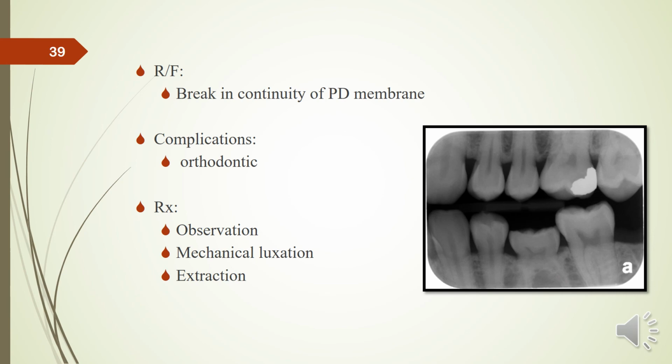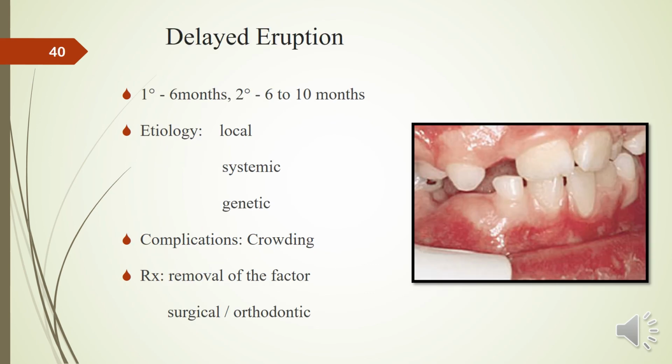So you can do a lot of things with this. Either you can leave the tooth in place after observation, or you can mechanically luxate it in an attempt to cause bleeding and bring back the cells which are going to resorb the roots, or you can just extract the tooth and replace it with a prosthetic replacement to have the normal occlusion. Now those were the ankylosis.